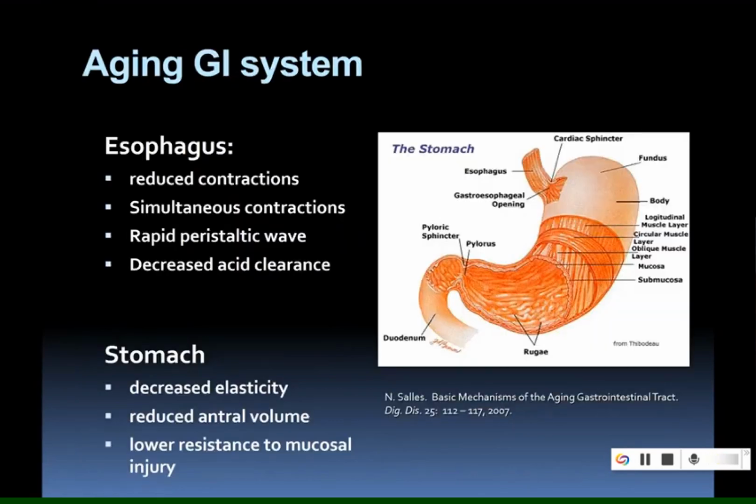Some of the key features that we need to think about in normative aging with the gut is that there are reduced contractions, less peristalsis, decreased acid clearance, which predisposes people to gastritis, particularly with the NSAIDs. But one of the big points I want to make is the reduced antral volume.